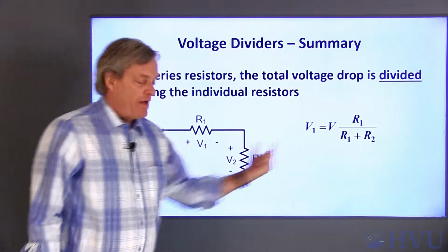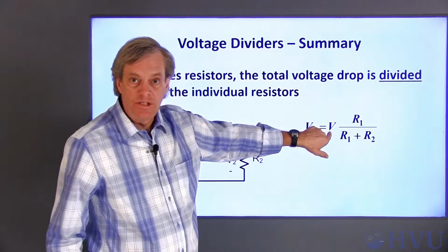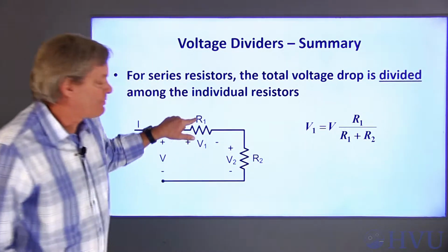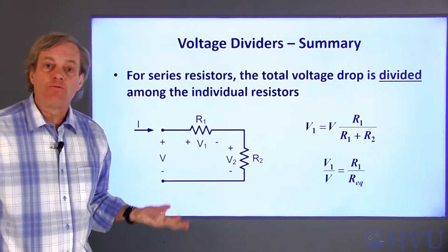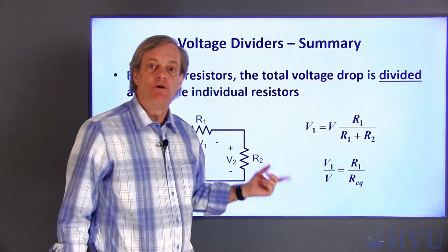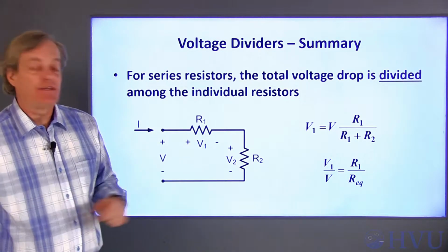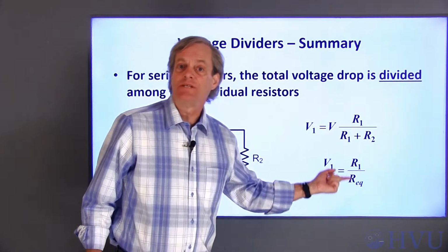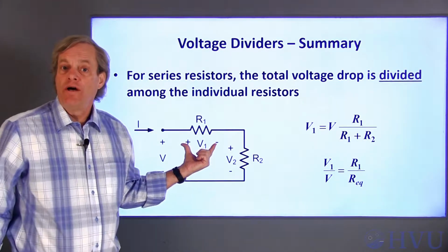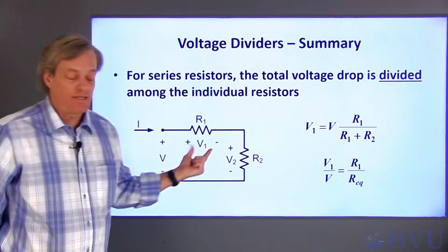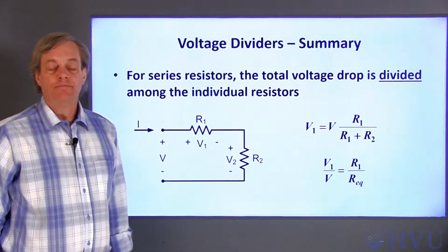The voltage V1 across resistor R1, for example, is simply the total voltage times the ratio of the resistor R1 to the total resistance. Another way to state this is that the ratio of any individual voltage to the total voltage is the same as the ratio of that individual resistance to the total resistance. So, for example, if R1 is 10% of the total resistance, then V1 will be 10% of the total voltage.